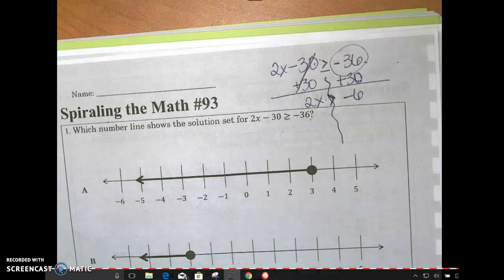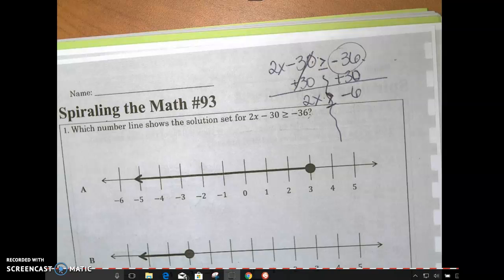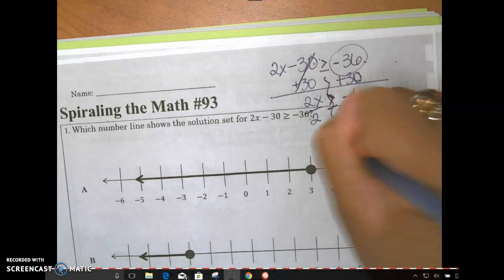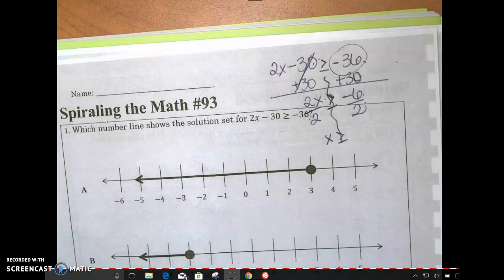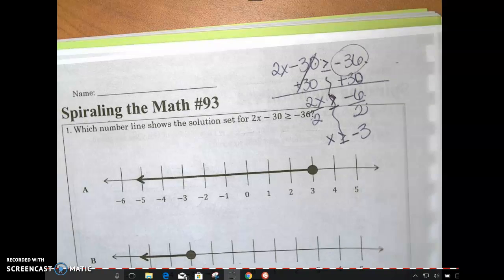Now what? Wait, you forgot the line under it. 2 minus 6. Divide by what? 2. To where? Both sides. X is greater than or equal to, what's negative 6 divided by 2? Negative 3, and you need to find the proper answer going in the right direction.